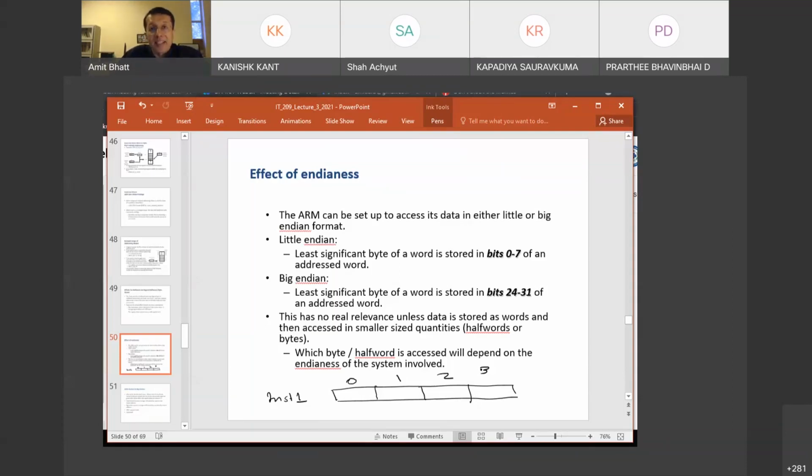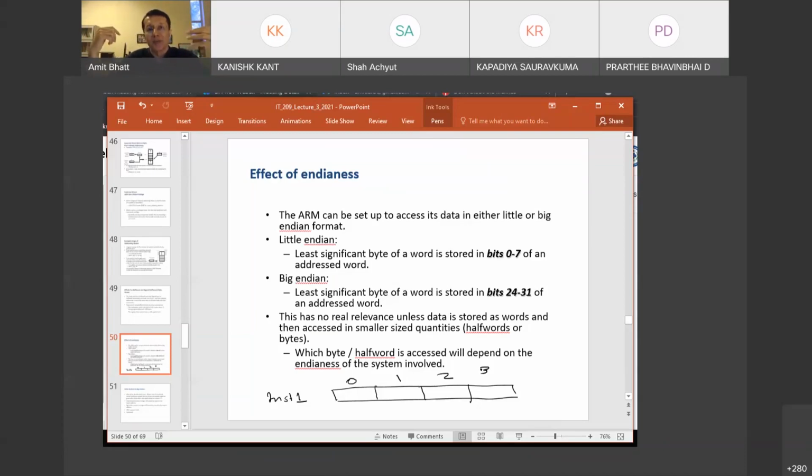Because there are lots of legacy devices. Someone making a particular kind of sensor chip is using a big endian notation, and it is passing a signal to a processor which is using little endian. So this one is big endian, this one is little endian. There would not be much of a problem if all 4 bytes, that means a word, are used. If you're transferring a word, each one would know where to put the most significant byte. So going from big endian to little endian would not cause that much of a problem. The problem will come when you're talking of half words and bytes.